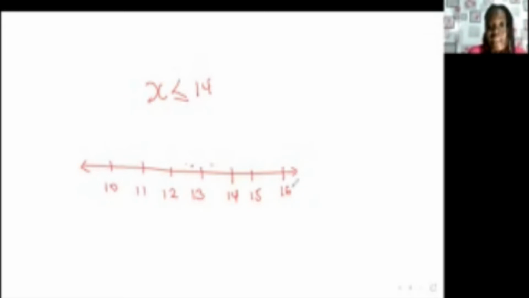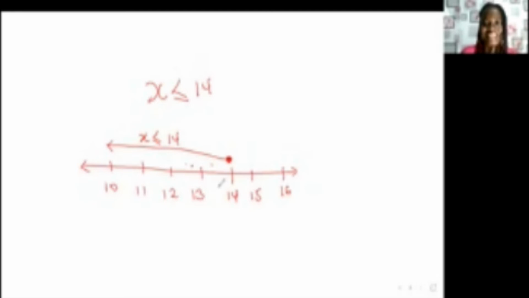But we want all the values that we want to appear. It is x is less or equal to 14. So our circle will be on the 14 and shaded. Less or equal to means the 14 is part of the numbers. And these values over here are all less than 14. So this would be our number line, x less or equal to 14.